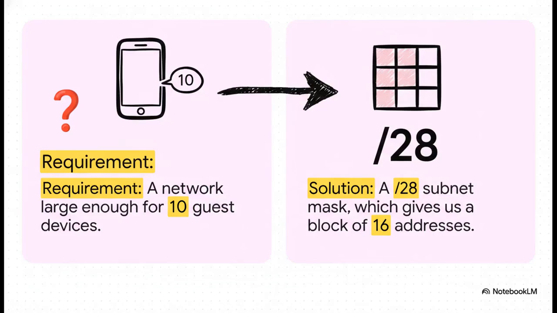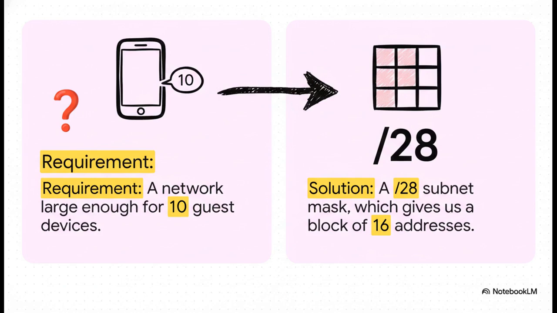And last but not least, our little guest network. They only need 10 hosts. 2 to the power of 3 is 6. Nope. 2 to the power of 4 is 14. Perfect. Just right. That requires 4 host bits, so our final subnet mask is a /28, a nice, cozy little block of 16 addresses. And that's it.